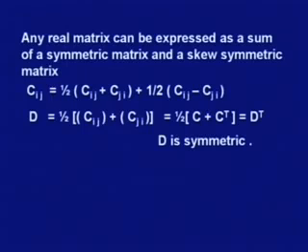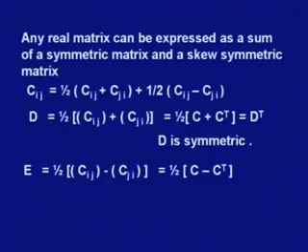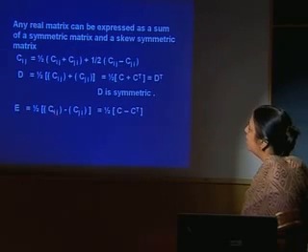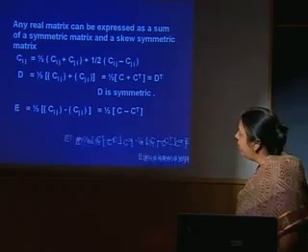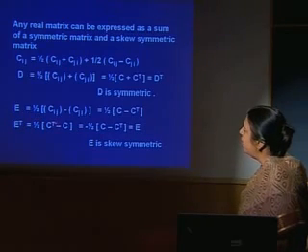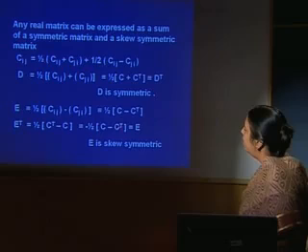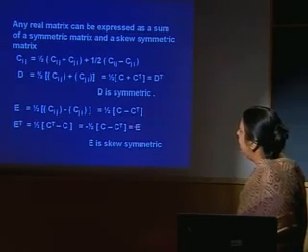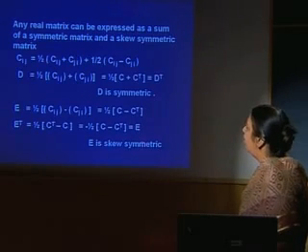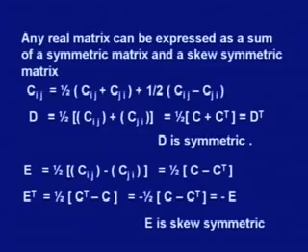And this matrix, half (Cij minus Cji), I denote by E, and I will prove that this E is half (C minus C transpose). This is C and this is C transpose. If I take E transpose, then it is half (C transpose minus C), because C transpose transpose is C. So what I have is minus half outside and then C minus C transpose, and the result is E with a minus sign. So E is a skew symmetric matrix. So the matrix C is represented as a sum of a symmetric matrix and a skew symmetric matrix.